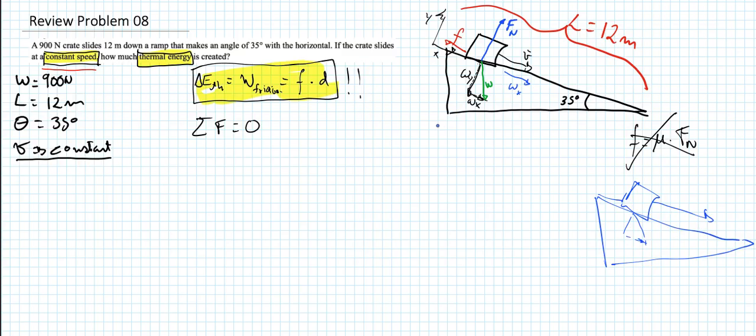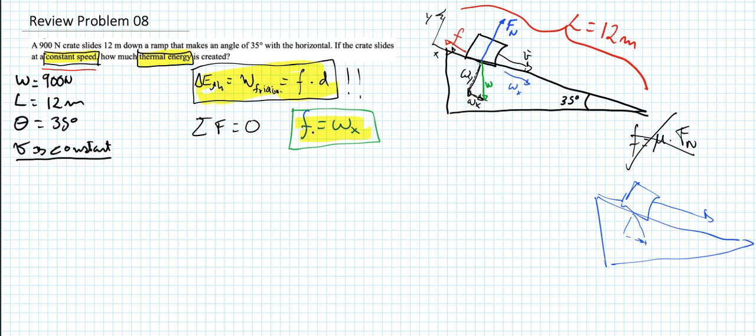So what does that mean? That means my friction force must be equal to my weight in x. And the reason is because I have constant speed. Okay? This is why. I have constant speed. So let me clarify something here.